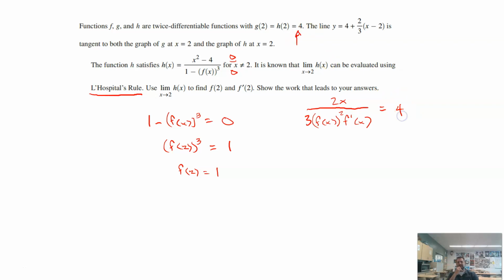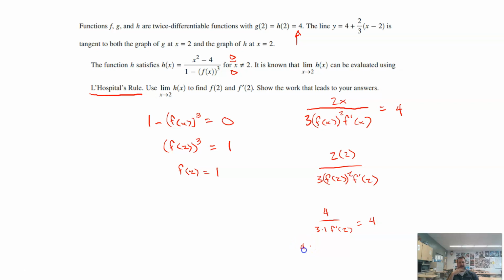Because I know that since the limit exists, it is going to equal this right here when I plug in 2. So I'm going to take 2, and I'm going to plug it in everywhere here. So I've got 2 times 2 over 3 times f of 2 squared times f prime of 2. Well, I know f of 2 is 1, so I've got 2 times 2 is 4 over 3 times 1 times f prime of 2 is equal to 4.